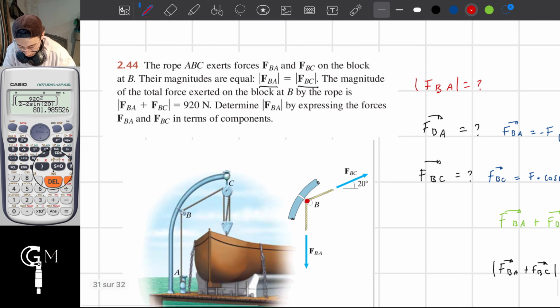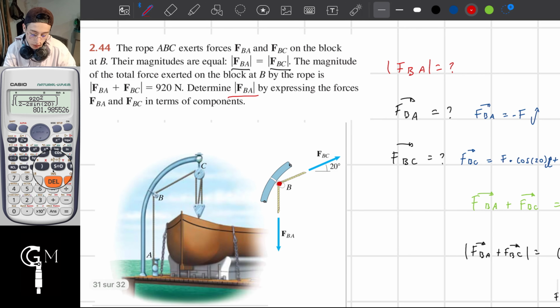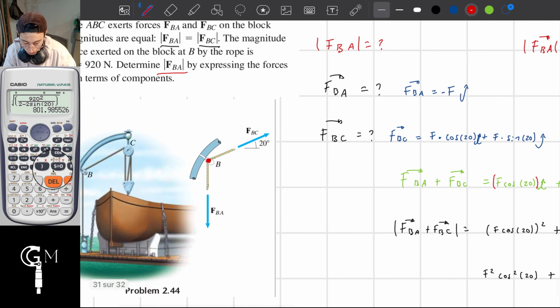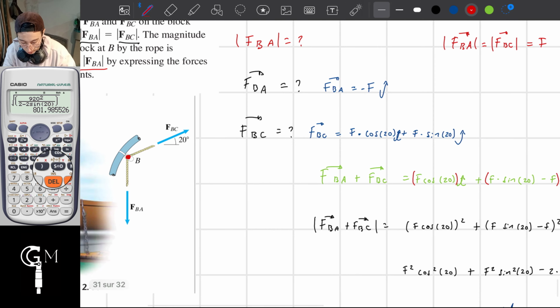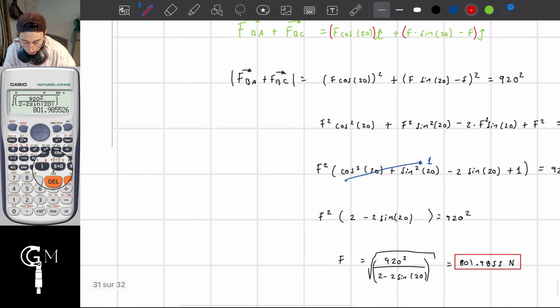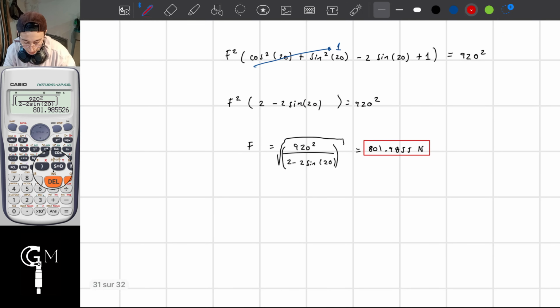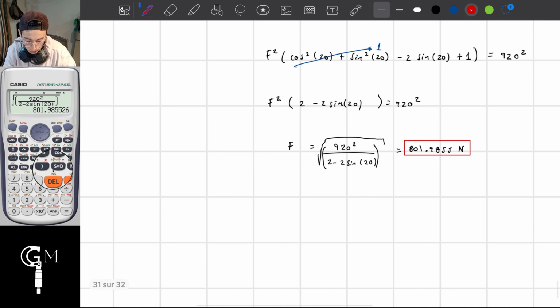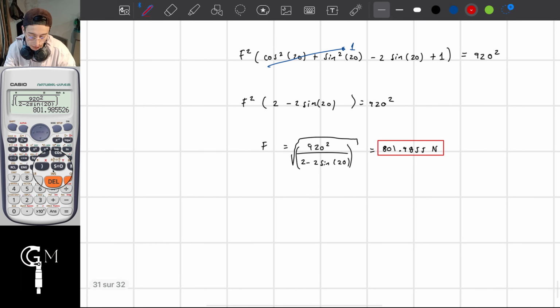The exercise wanted us to determine FBA, the magnitude of FBA, and the magnitude of FBA is equal to F, which is this. So right here, guys, we have our final answer.